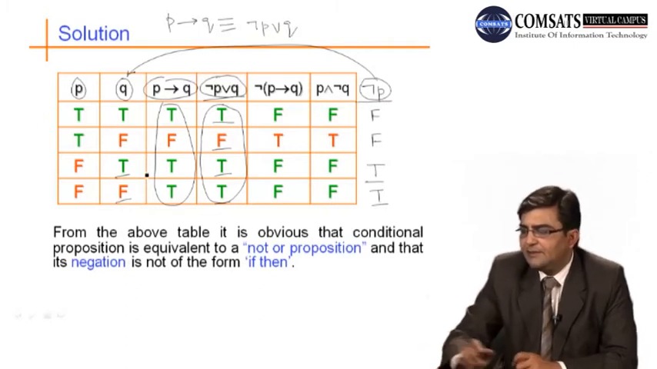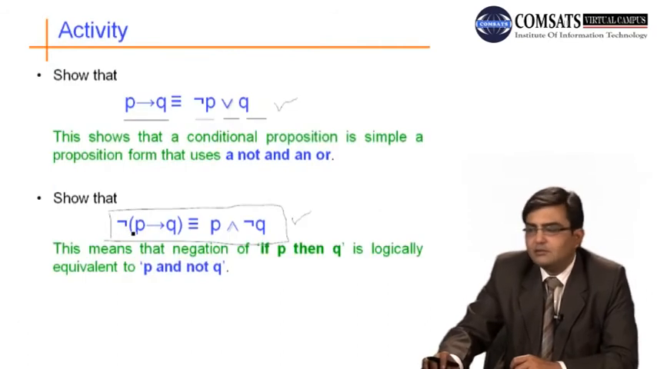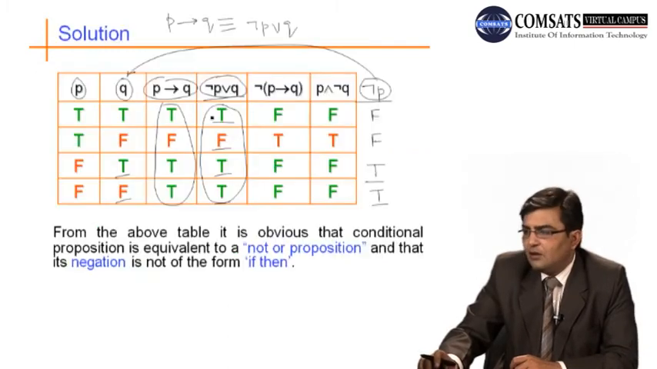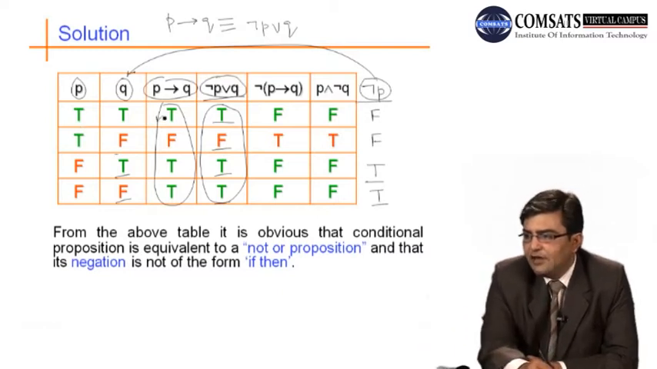Similarly, for the other statement, the negation of P implication Q is logically equivalent to P and not Q. Now we need not P implication Q, which is the opposite of this. Here we have true, here we have false, here we have false, here we have true, here we have true, here we have false, true and false.